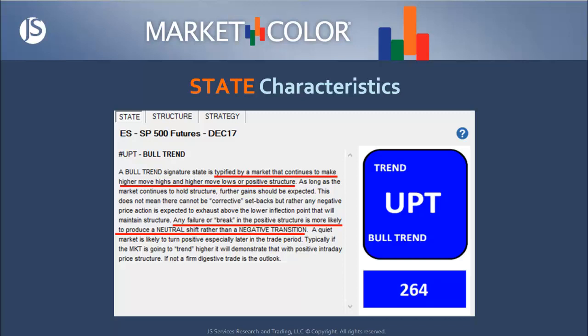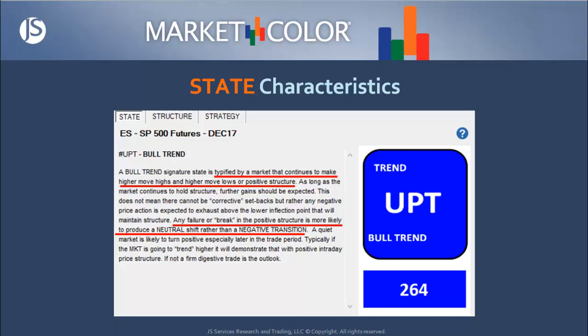In the characteristics section of the desktop, we go through what it really means to be in a bull trend. If you sat down and thought about a bull trend, you'd come up with the same definitions, because these are market truths. It is what it is. A market in a bull trend is typified by a market that continues to make higher move highs and higher move lows, or positive structure. That's the definition of a bull trend. If the market's not doing that and it's breaking structure, then it's no longer in a bull trend. And so the market's telling you that it's transitioning from one market state to the next.